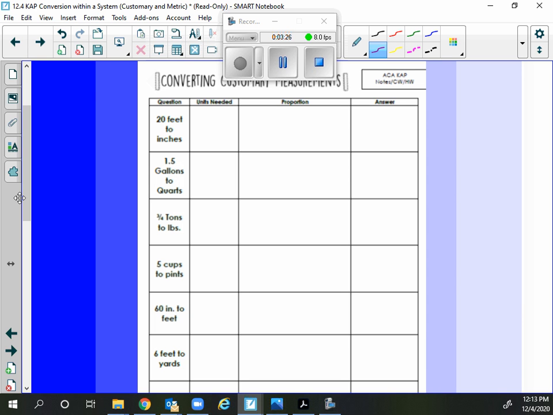We have 20 feet to inches. So we have to go from feet to inches. So I know that there is 12 inches in 1 foot. So if I have 20 feet, I can set up a proportion, just like I'm used to. Notice both of my feet are up on the top. Then down below, I have my inches. So I have to think, what times 1 will get me to 20? Well, that's going to be a scale factor number that we've been learning about. 1 times 20 gives me 20, so I'll do 12 times 20.